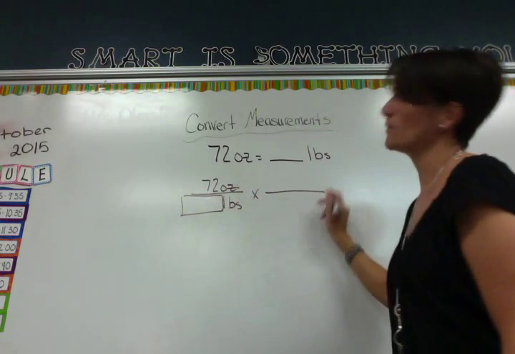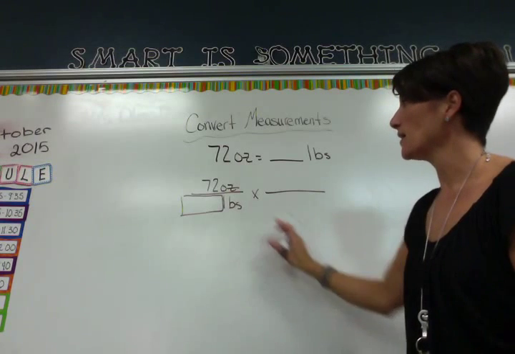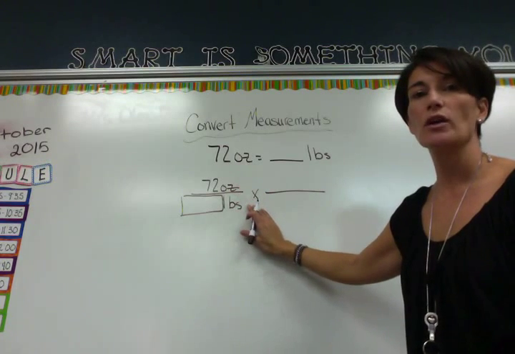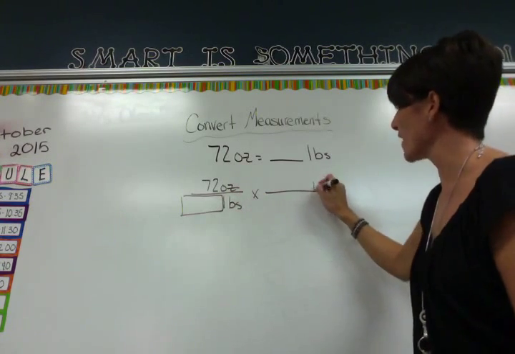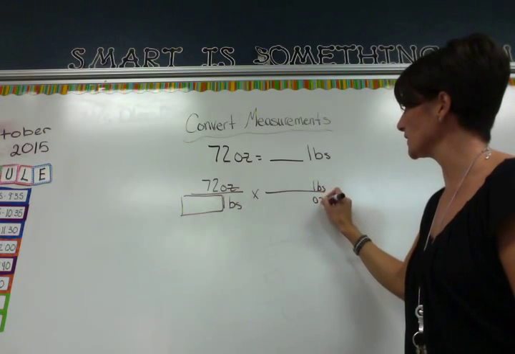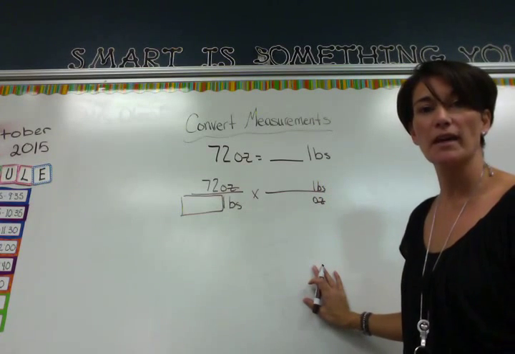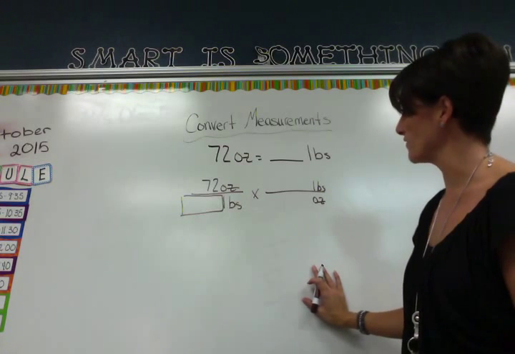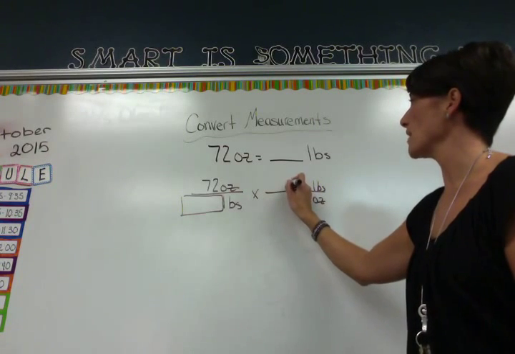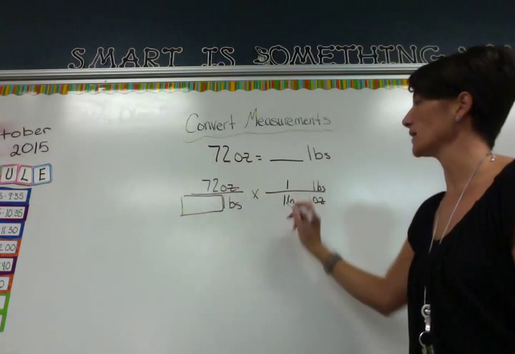What we do is we have to set it up equivalently. Since it's ounces to pounds here, we're going to write the reciprocal, which means I'm going to put the pounds up here and the ounces down here. Now I have to use my conversion chart that I gave you a copy of. And I know that in 1 pound there are 16 ounces.